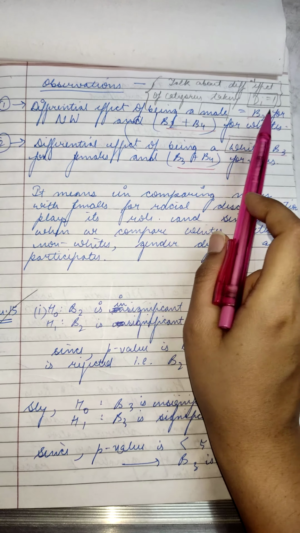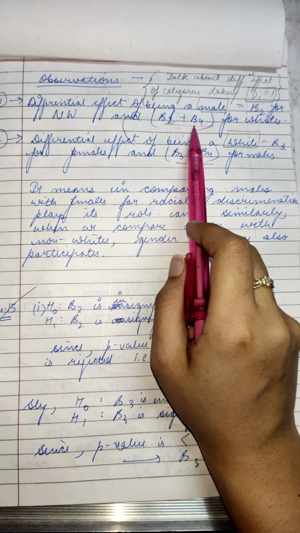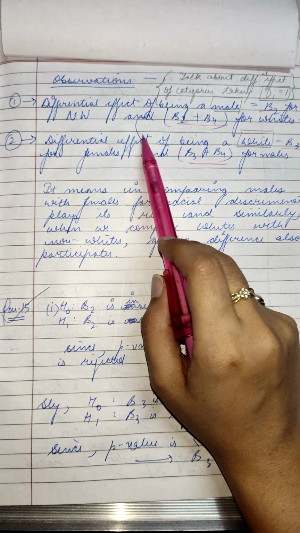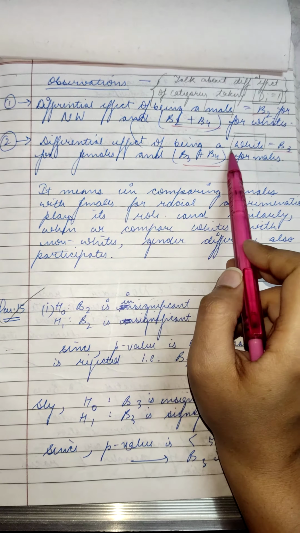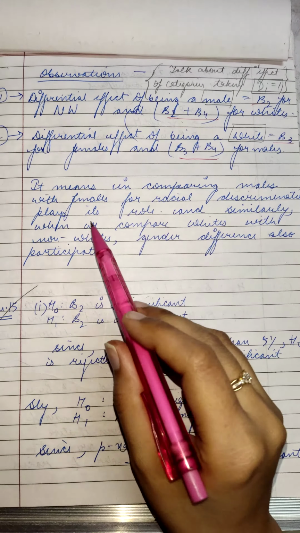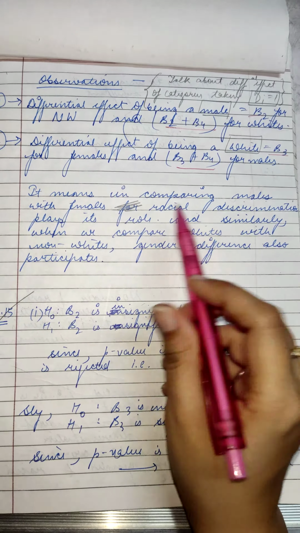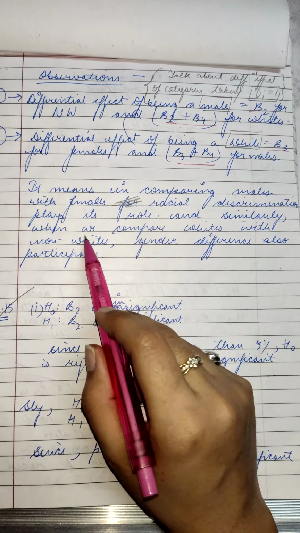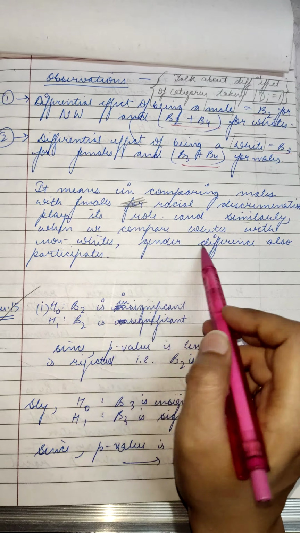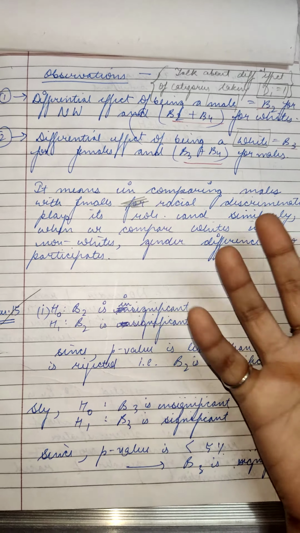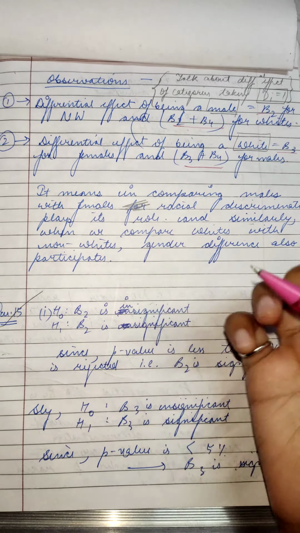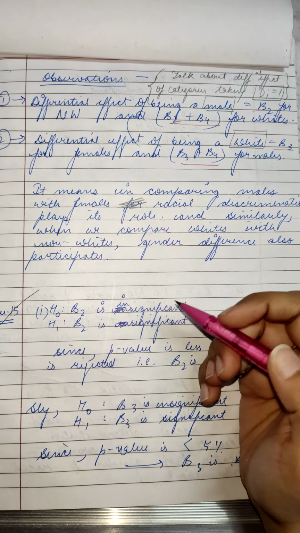The differential effect of being a male is beta 2 for non-white and beta 2 plus beta 4 for whites. Then the differential effect of being a white is beta 3 for females and beta 3 plus beta 4 for males. It means that in comparing males with females, racial discrimination plays its role, and similarly when we compare whites with non-whites, gender difference also participates or plays a role. So that way we have been able to develop a good model to give us a picture of the gender and racial discrimination in the society with respect to the wages given.